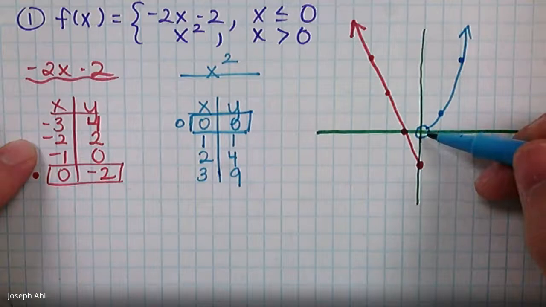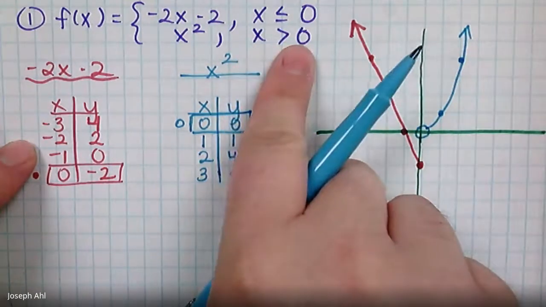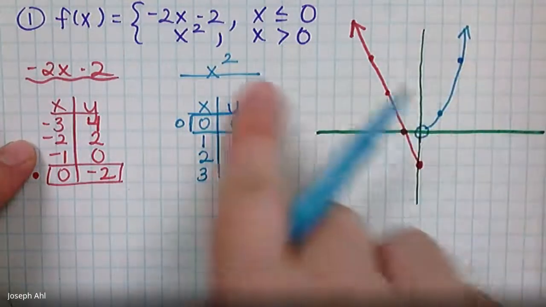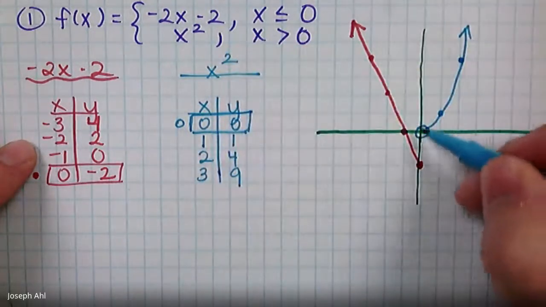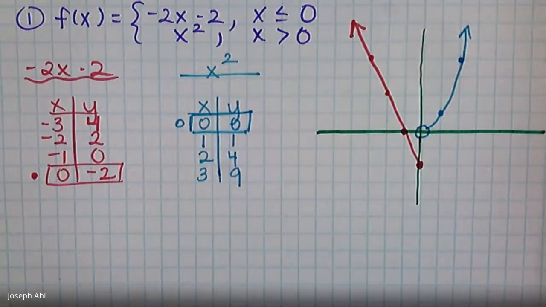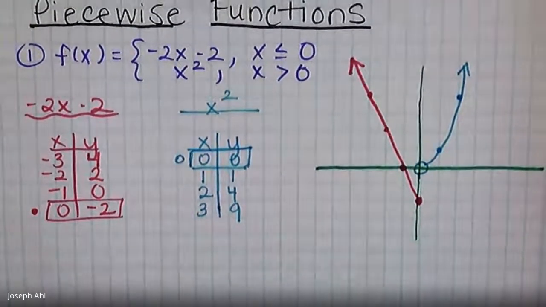Could have plugged in 0.0001. Those numbers are all values that are bigger than 0. But just to get an idea as to what's happening as I approach x equals 0, at that coordinate, we just have to make sure that we're putting an open circle. Can't include that as part of the graph.